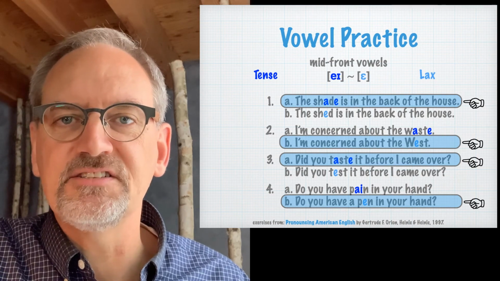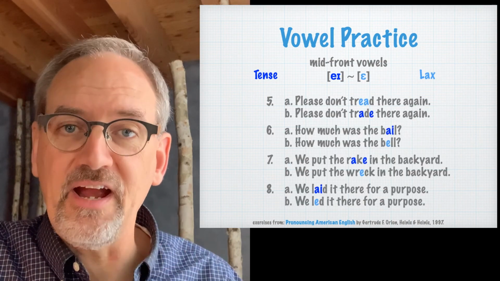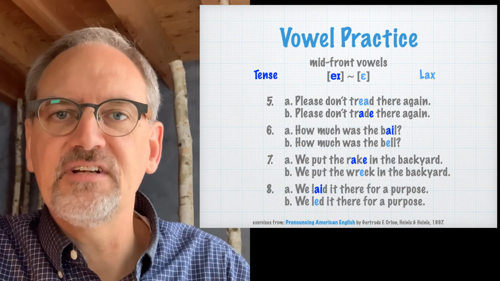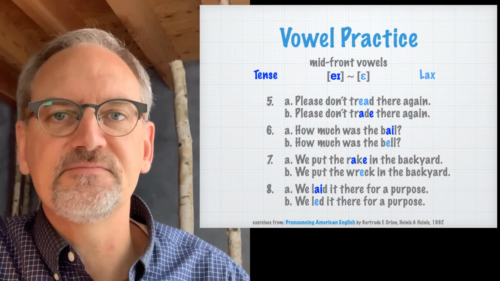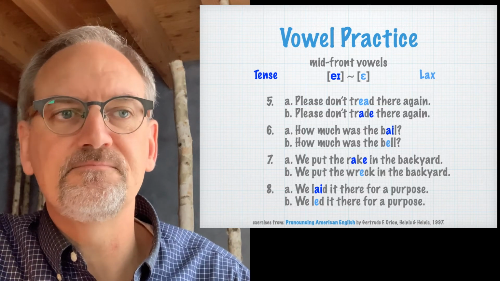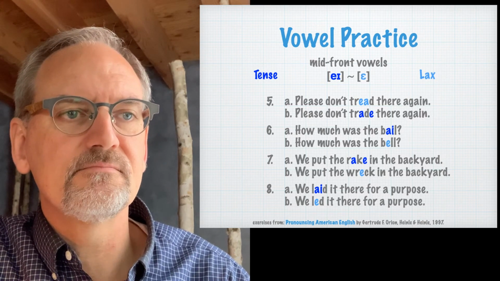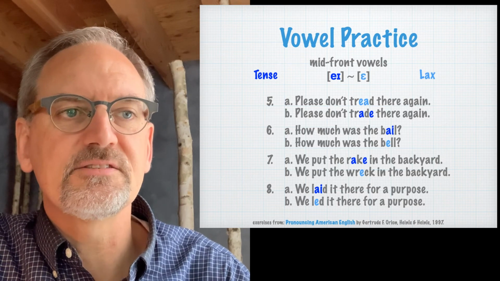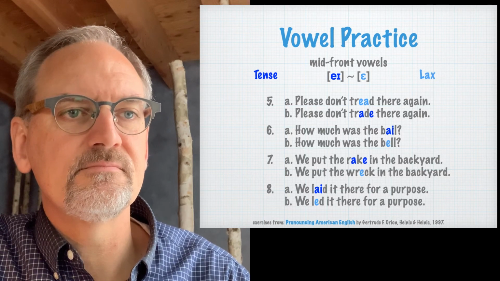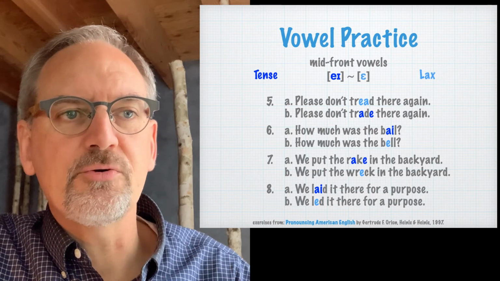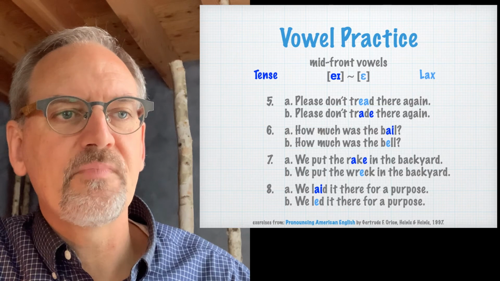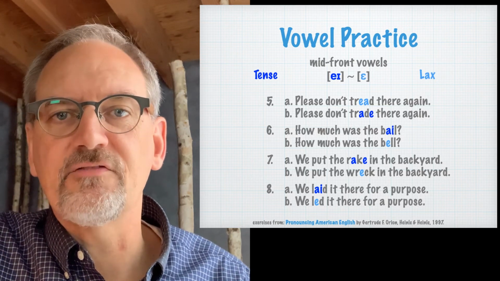Okay. All right, let's try once more. Okay, I'll give you 4 new pairs of sentences, and I'm only going to read one of each pair. Listen carefully and mark the sentence that I say. Okay. Number 5, please don't tread there again. Number 6, how much was the bell? Number 7, we put the rake in the backyard. And number 8, we let it there for a purpose.